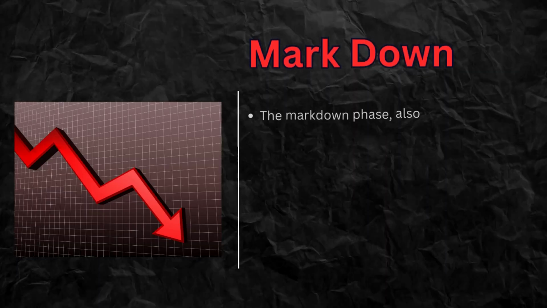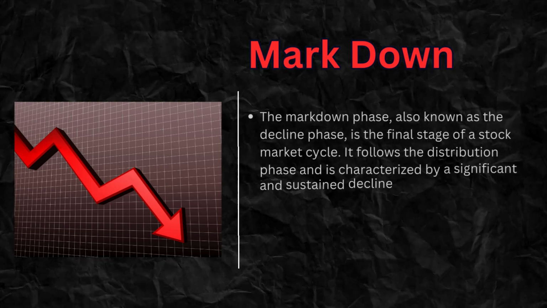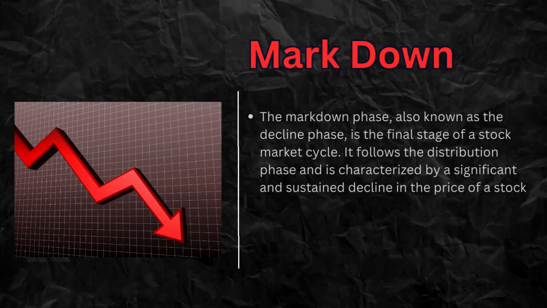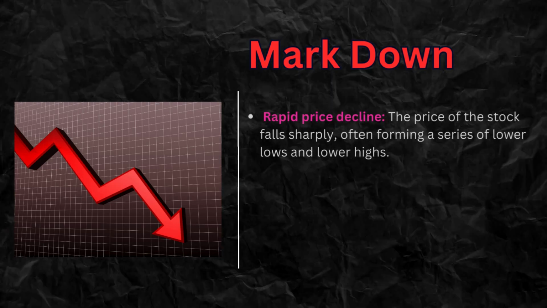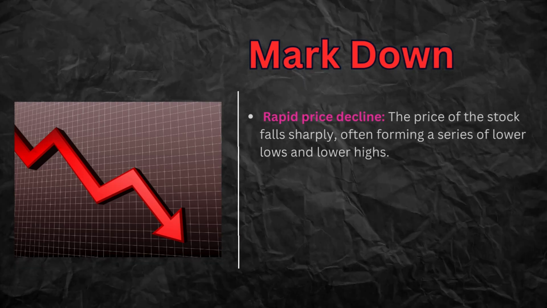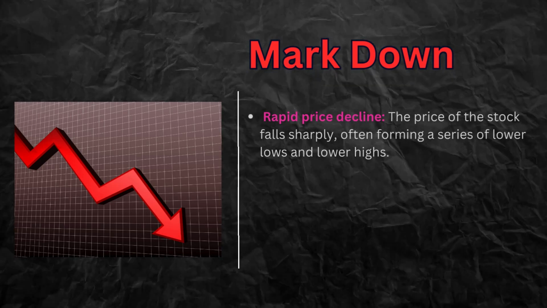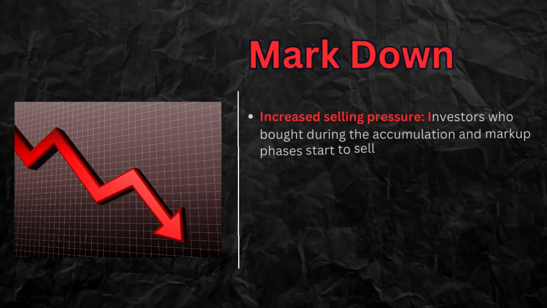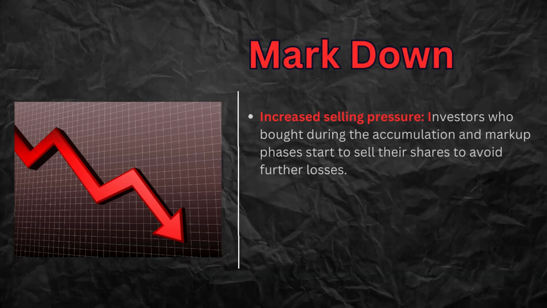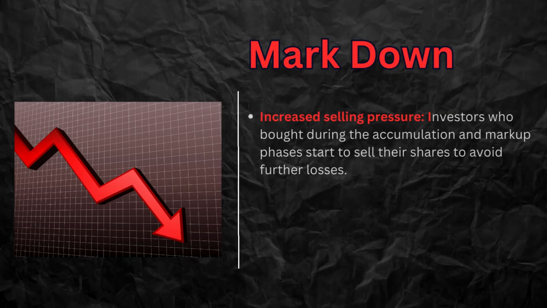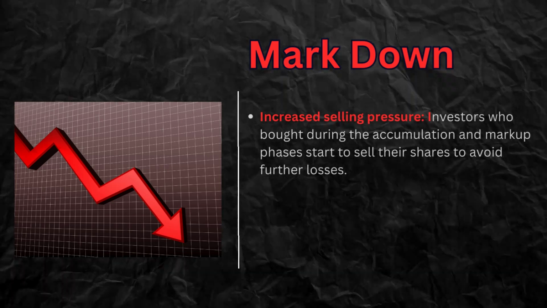The markdown phase is also known as the decline phase, and it is the final stage of the market cycle. In this phase, you can see a rapid decline. The prices of stocks fall sharply, often forming a series of lower lows and lower highs. And you can see increased selling pressure, and the investors who bought during the accumulation phase or the markup phase start selling their shares to avoid further losses.